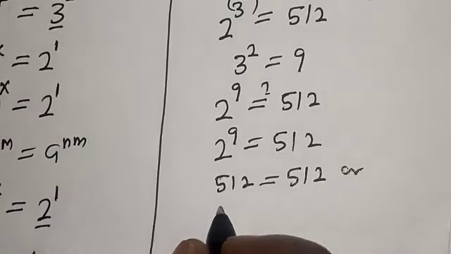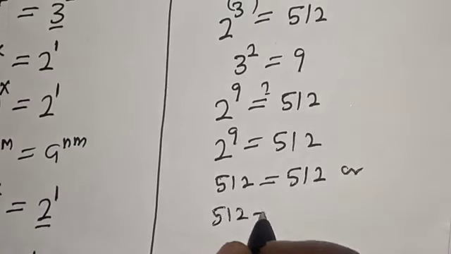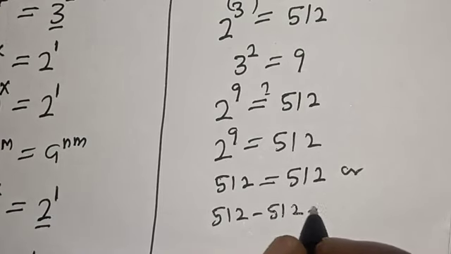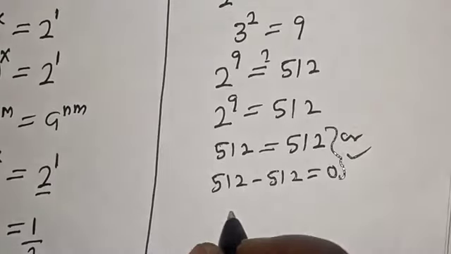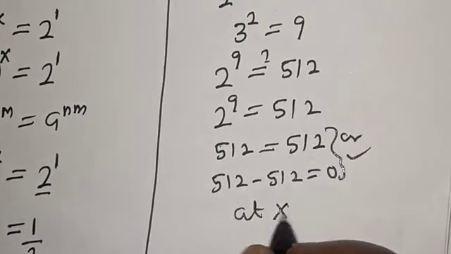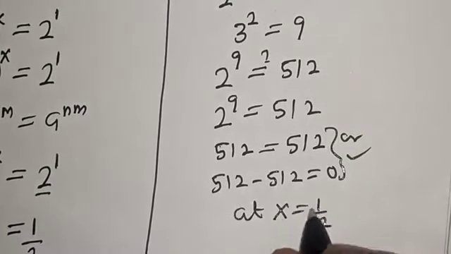Or 512 minus 512 is equal to 0. We satisfy the given equation at x is equal to 1 over 2.